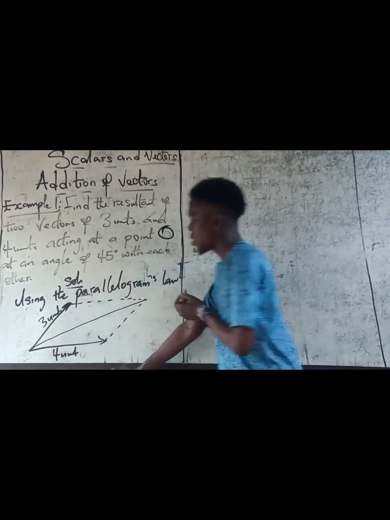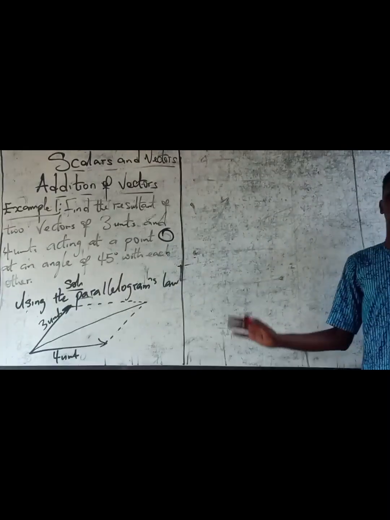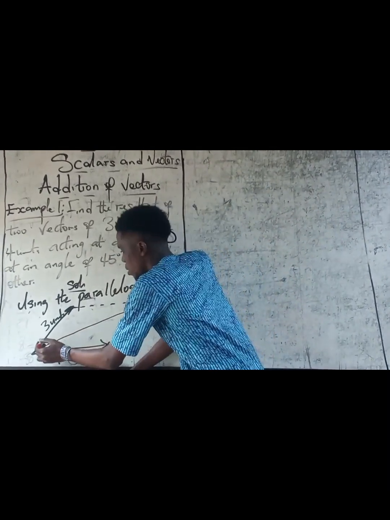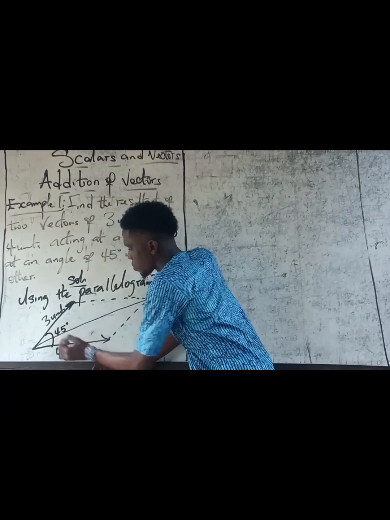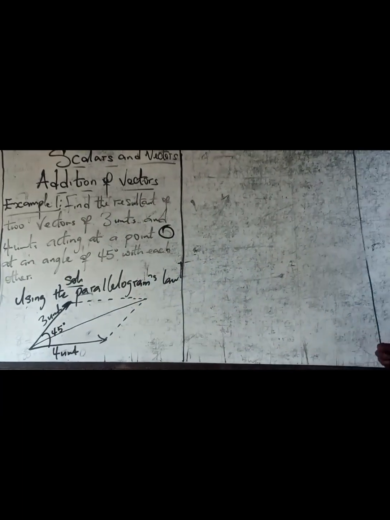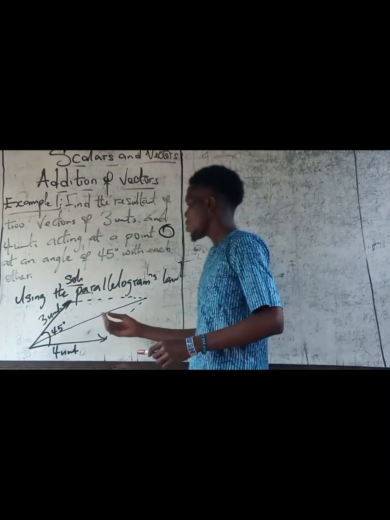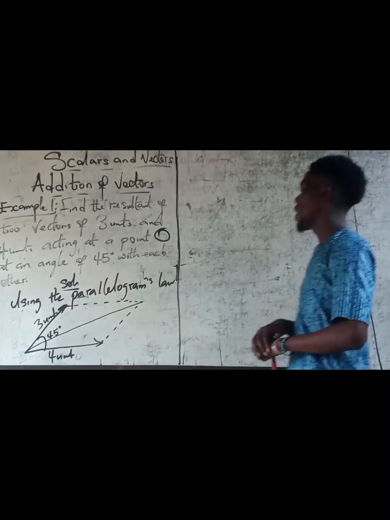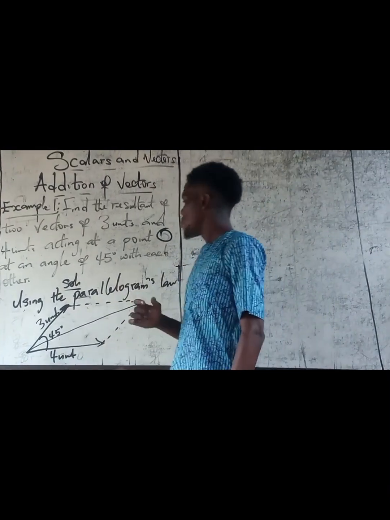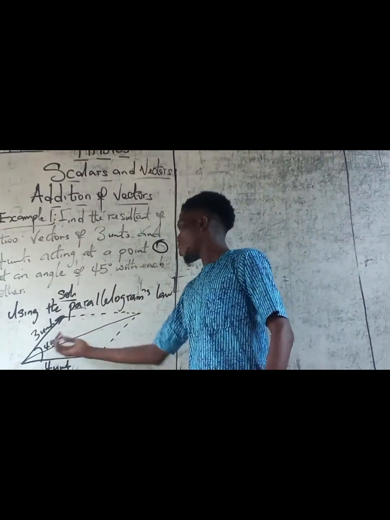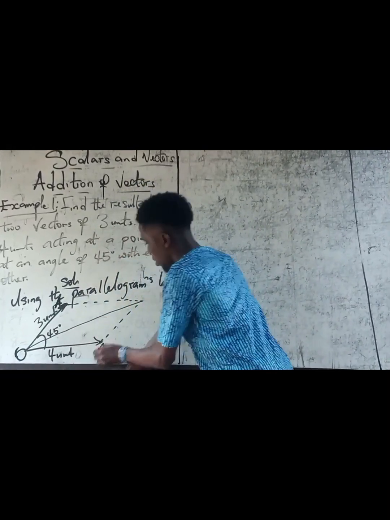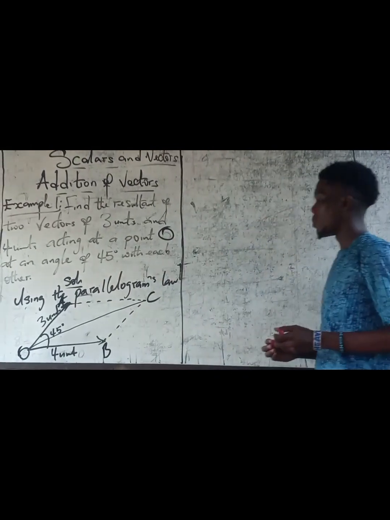So if we can find the length of this diagonal, that gives us the answer to this question. But remember they said they are inclined at an angle to each other at what? 45 degrees. So let's proceed. Now that we've got this, how do we find the length of the diagonal? This is what we do. Let's call this point O. We can call this A, this B, and this C, just for identification purposes.